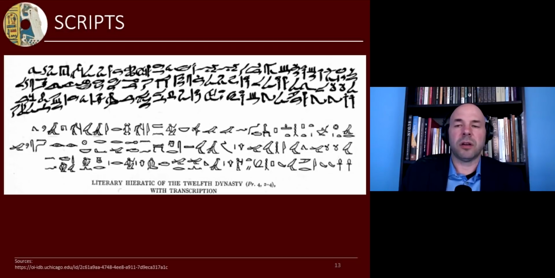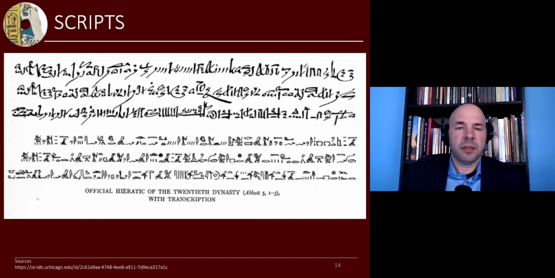So below, Gardner has given you the hieroglyphic equivalents of these hieratic signs that are up above. The same in this case, but with New Kingdom. So rather than Middle Kingdom hieratic, New Kingdom hieratic, even if you don't recognize all the squiggles, when you look at this, you can tell that there's been some development.